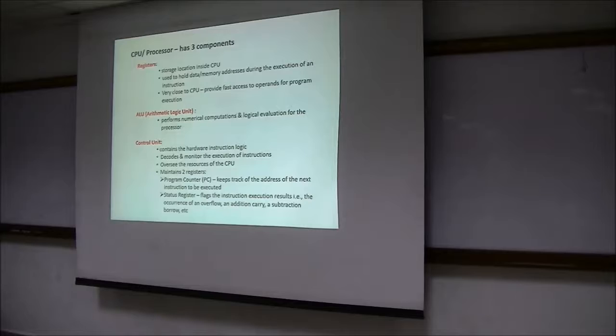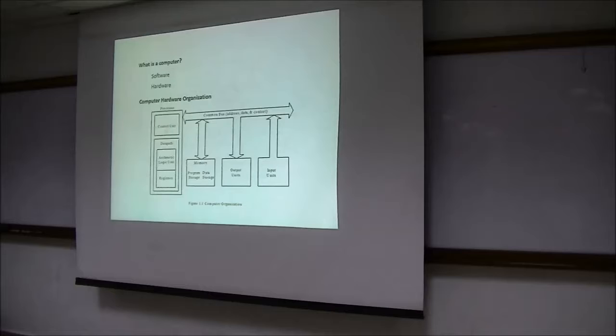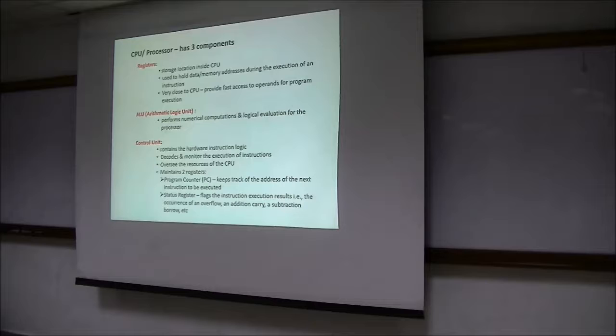When we take the CPU, it has 3 components. If you remember, the control unit, the arithmetic logic unit, and also the registers. Now what are registers? A register is actually a storage location inside the CPU. It is used to hold data or memory addresses during the execution of an instruction. It is very close to the CPU, which means it provides fast access to operands for program execution.